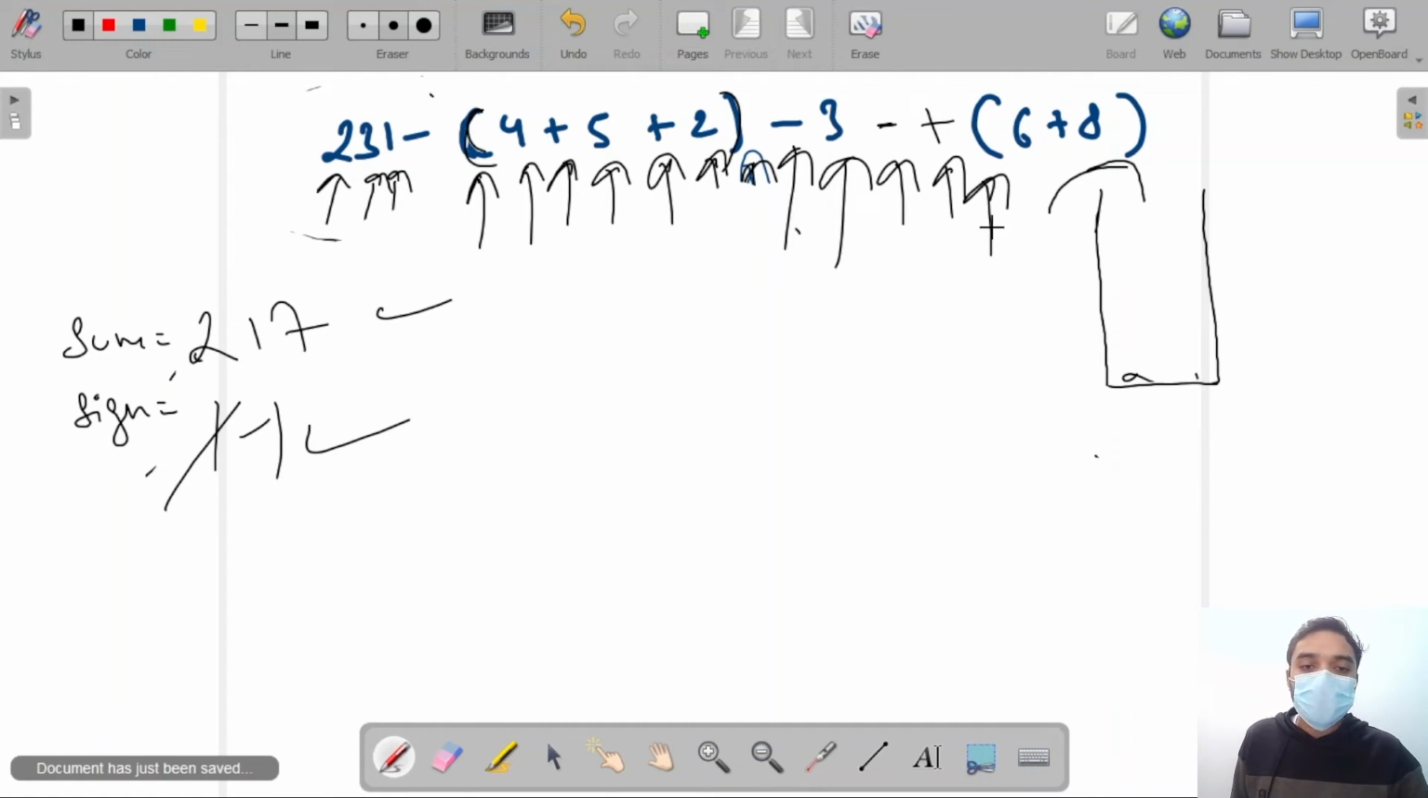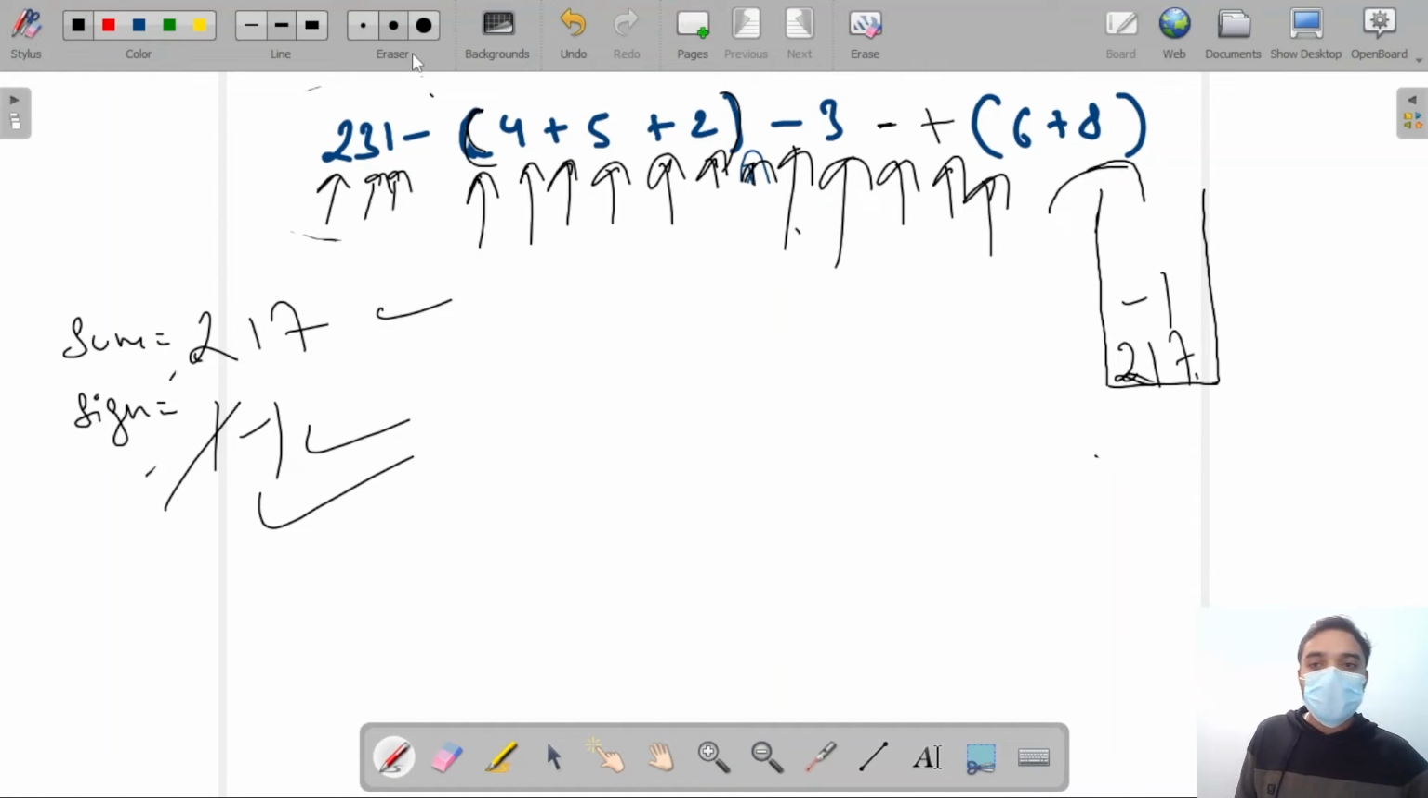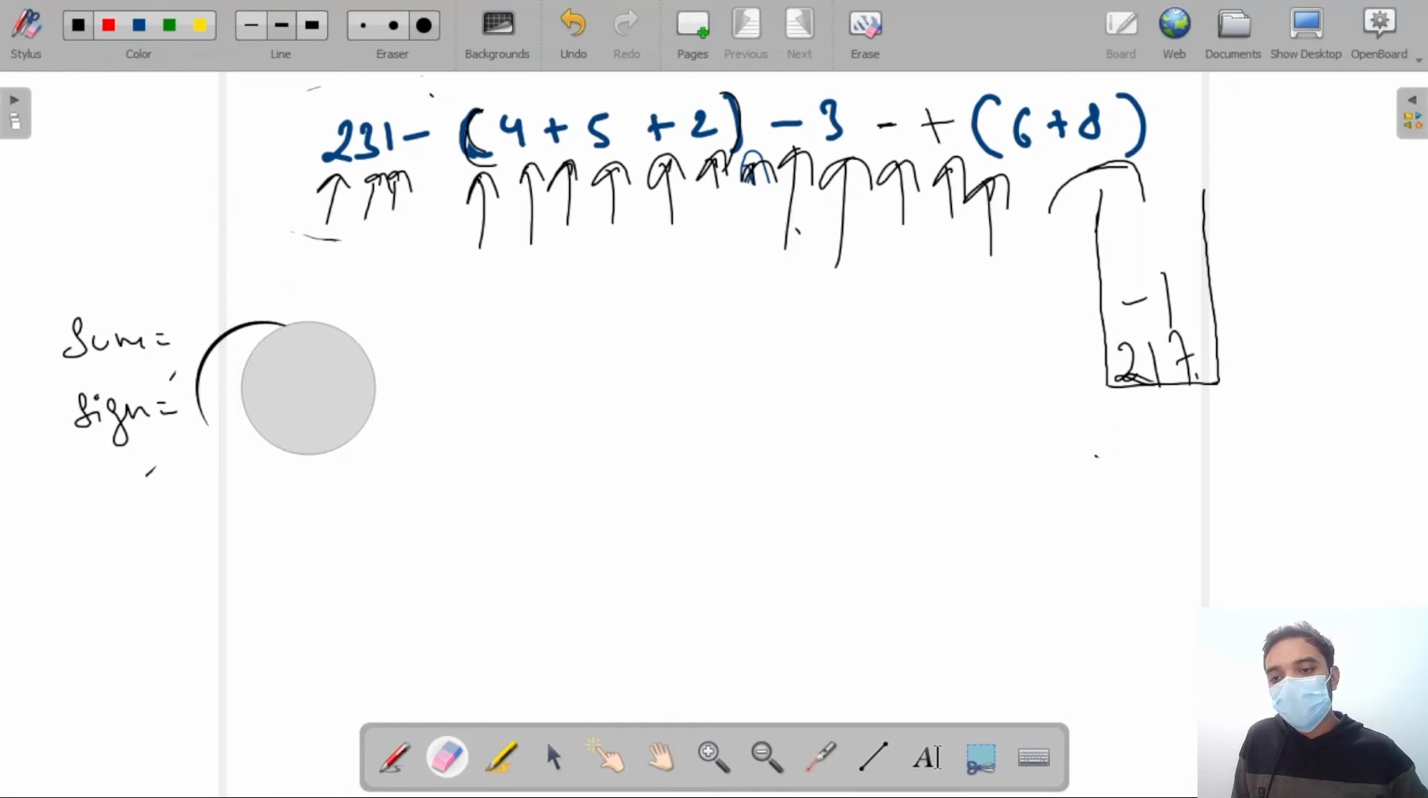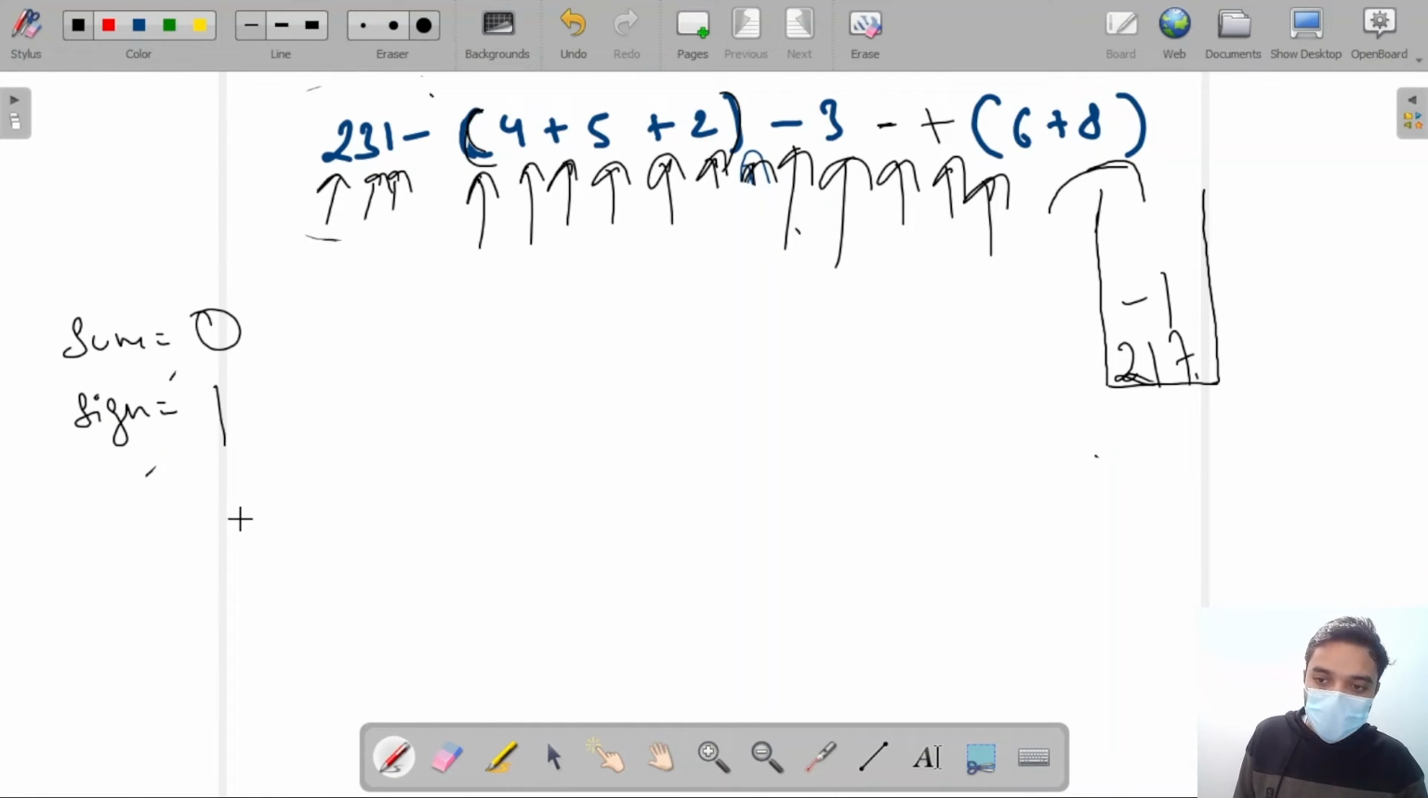Now I'm getting an opening bracket, so I just have to push my sum, then push my sign, and after pushing my sign, I have to update my sum with 0 and my sign with 1. Fine. After this I am getting 6. Firstly I multiply it with my sign, that is 6 multiplied by 1 is 6, and I update my sum with it. So my sum will be equal to 6. Then I am getting a plus sign, so I don't have to do anything.